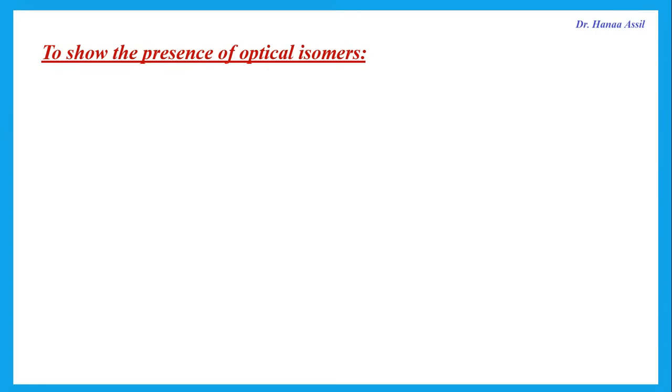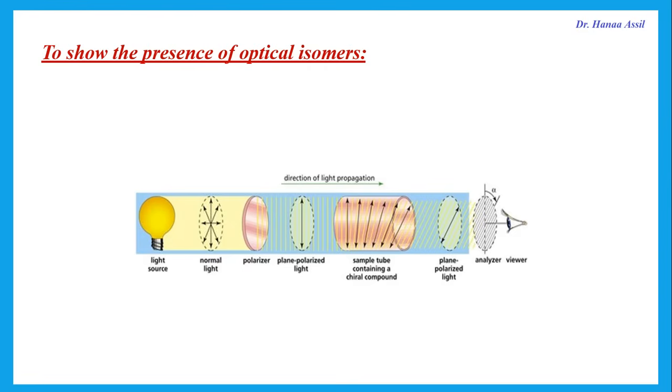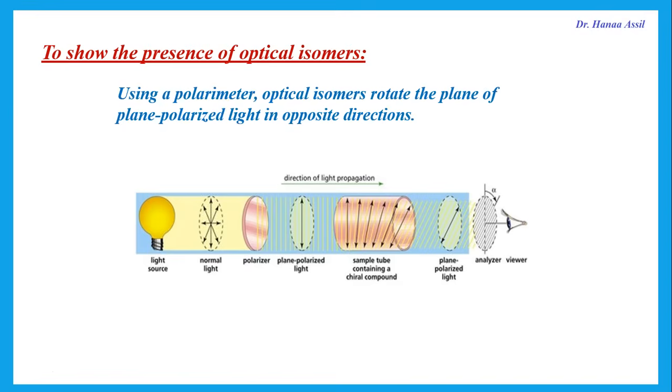What if I want to show the presence of optical isomers? What do we do? Of course, you should know that optical isomers rotate the plane of plane polarized light in opposite directions. So to identify or to distinguish optical isomers, I can use a polarimeter.